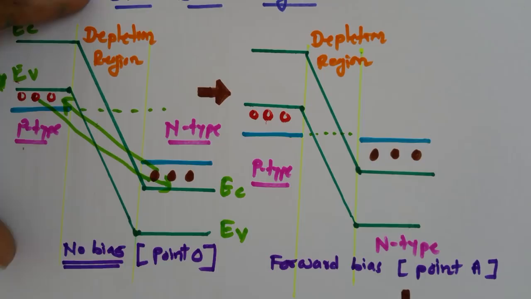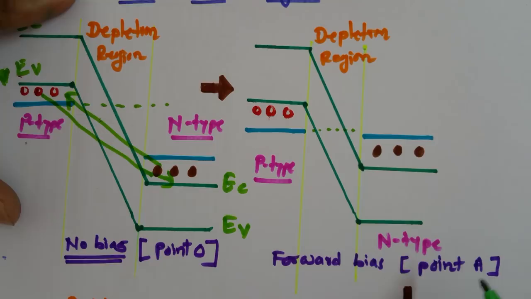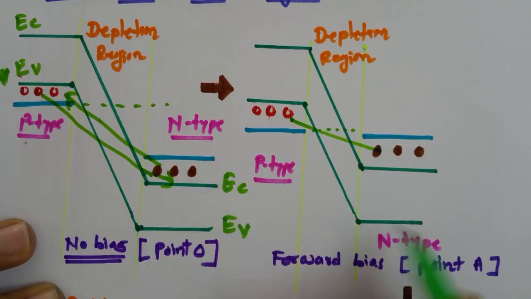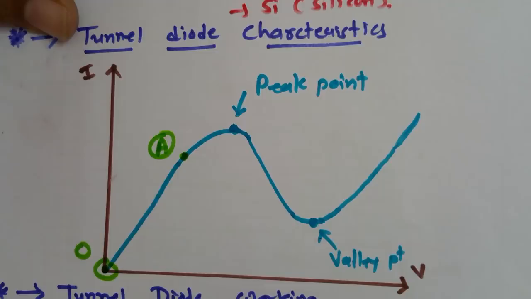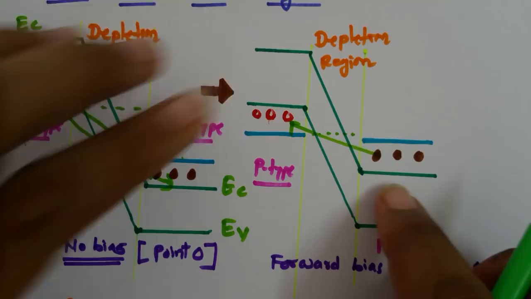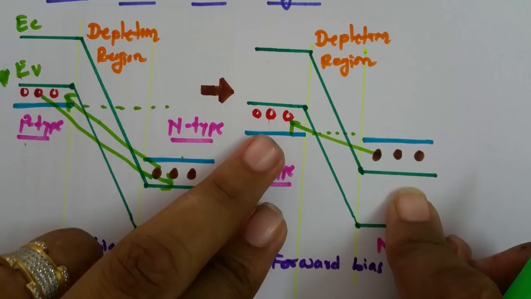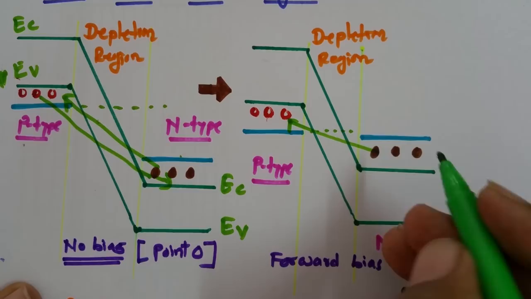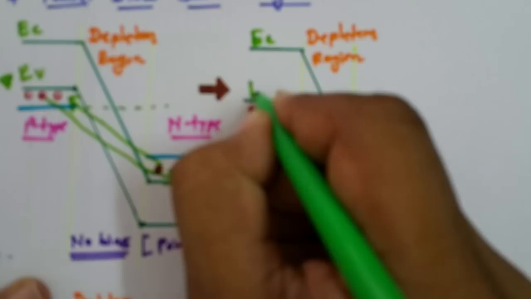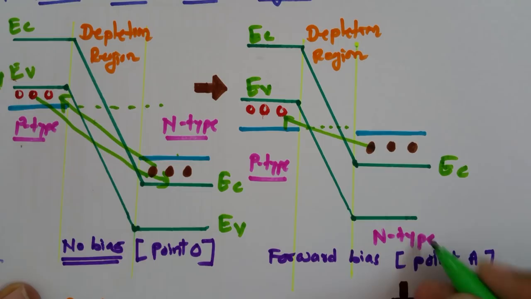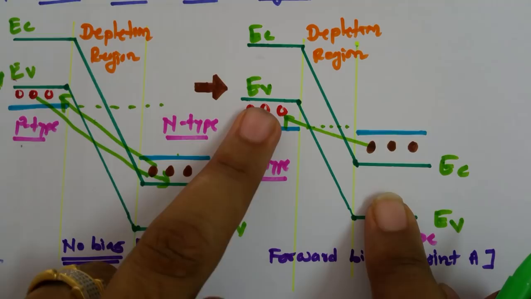In forward bias, as this gap is decreasing, the electrons jumping over from n-type to p-type will participate in the flow of current. So as voltage increases, current will increase, and in the characteristic we can see it will reach up to this point, which is called point A. Up to point A, the voltage increases, and that leads to narrowing down of the gap between the conduction band of n-type and the valence band of p-type. This is the conduction band of p, this is the valence band of p, and here is the conduction band of n and valence band of n. So this gap is getting decreased as we increase forward bias voltage.